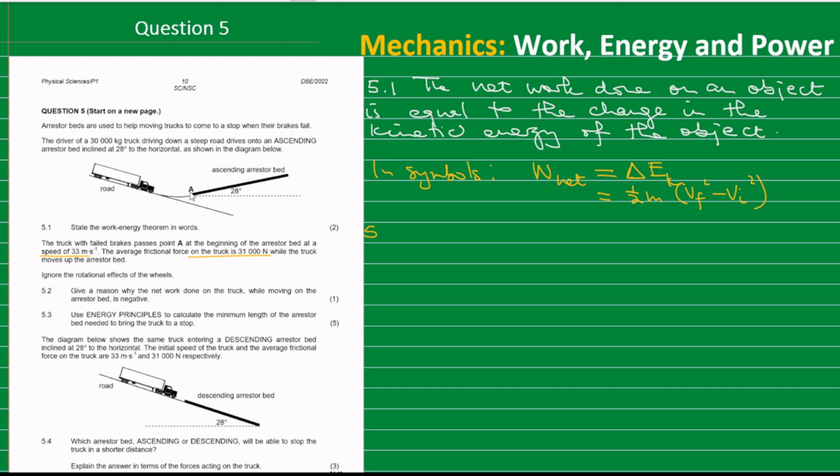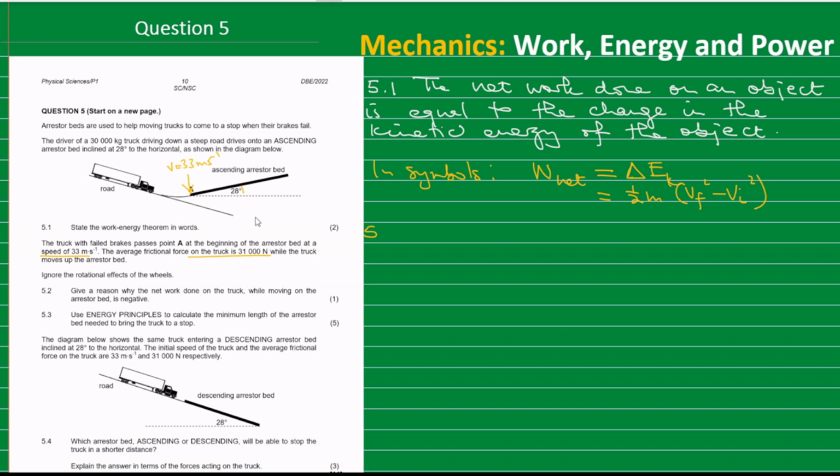So from point A here, we are given that the speed of the truck, we can call that V, is 33 meters per second. Then it moves up the bed, and the bed is inclined at an angle of 20 degrees. So ignore the rotational effects of the wheels. 5.2, give a reason why the net work done on the truck while moving on the arrestor bed is negative.